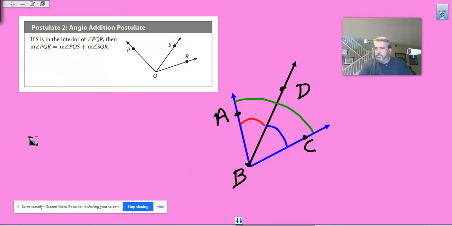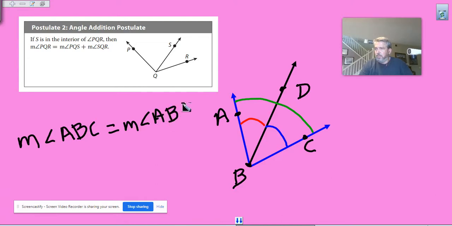Okay? The measure of the large angle, A, B, C, equals, now I'm going to run out of space, the measure of the smaller angle, A, B, D, plus, forgive me for not having enough room, what's the other small angle? D, B, C.